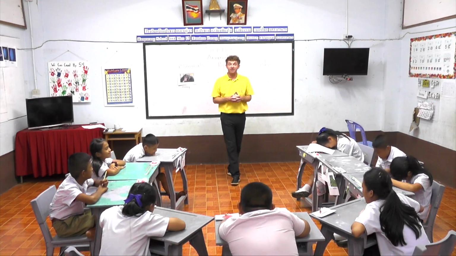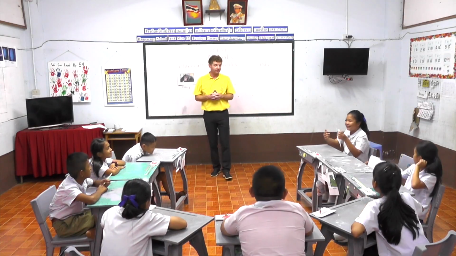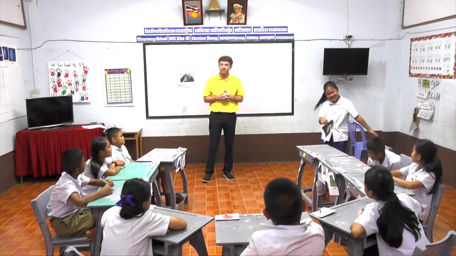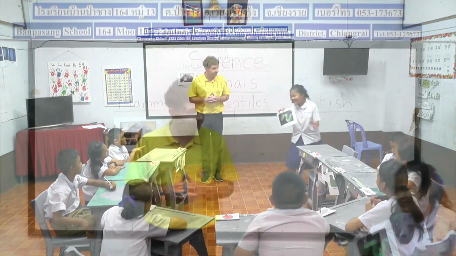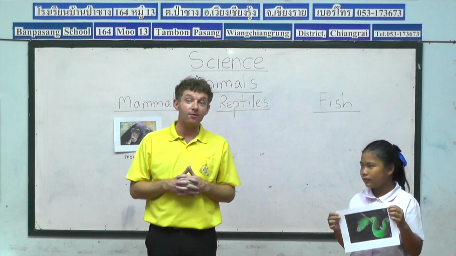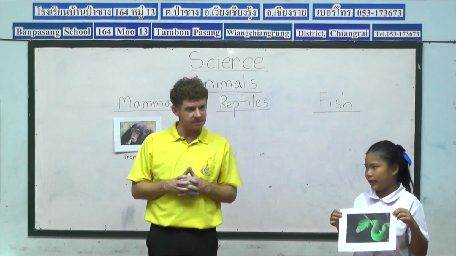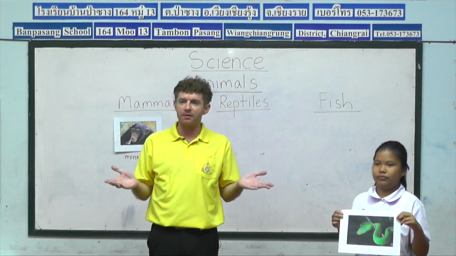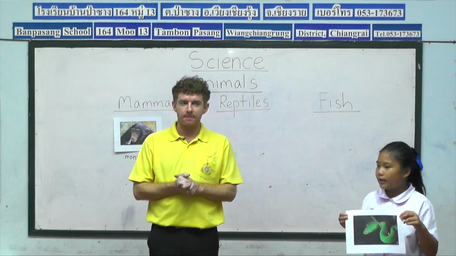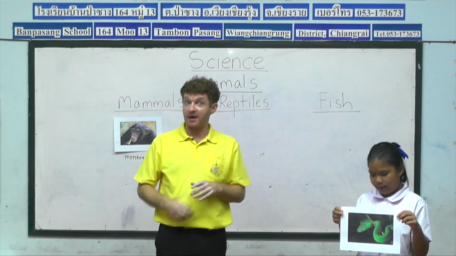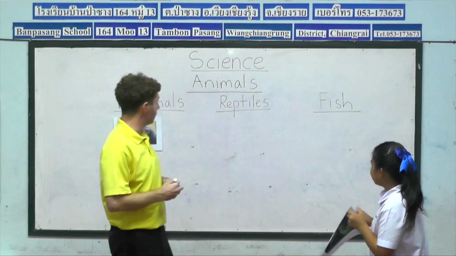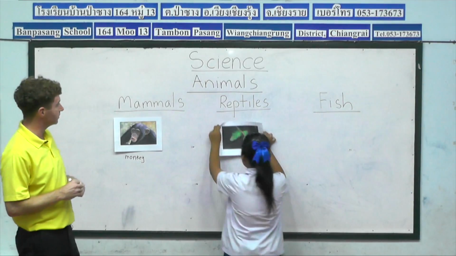And now the flashcard is with Lakgao. So Lakgao, come and bring your flashcard to the front of class. What can we see on Lakgao's flashcard? Snake. A snake. Now what type of animal is a snake? Reptile. A snake is a reptile. Well done. So Lakgao, what part of the board will your snake go?